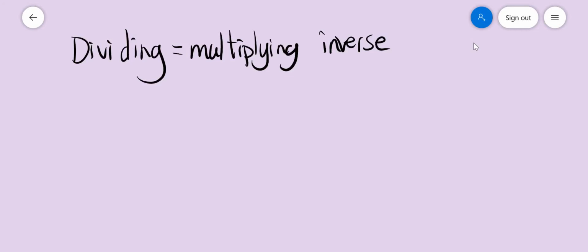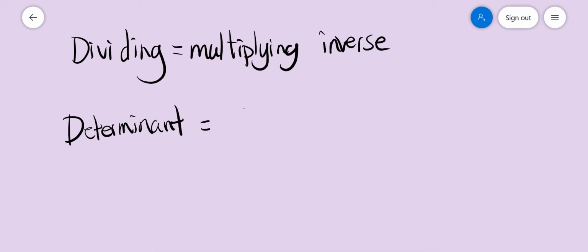The determinant. So the determinant only works with square matrices.